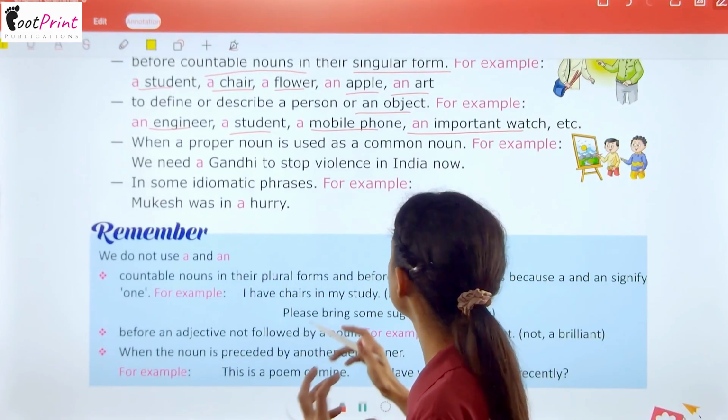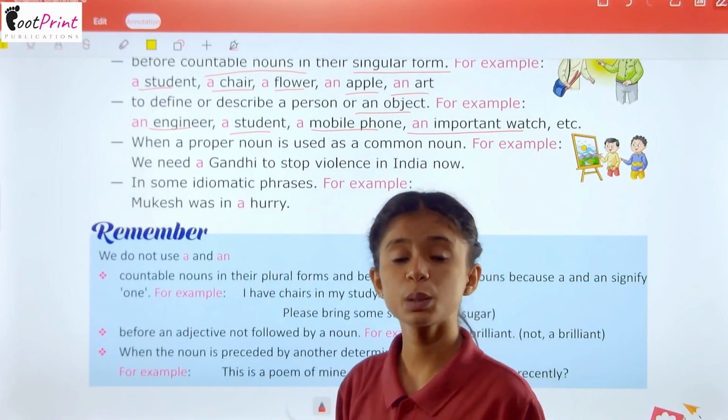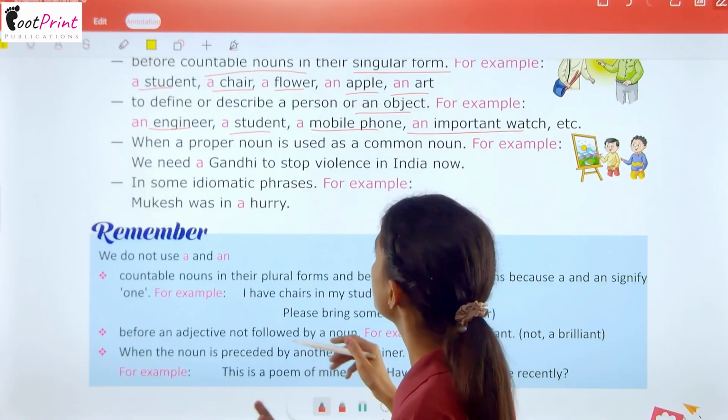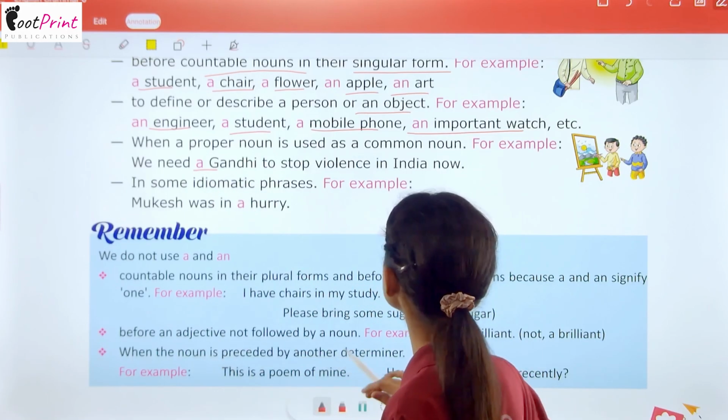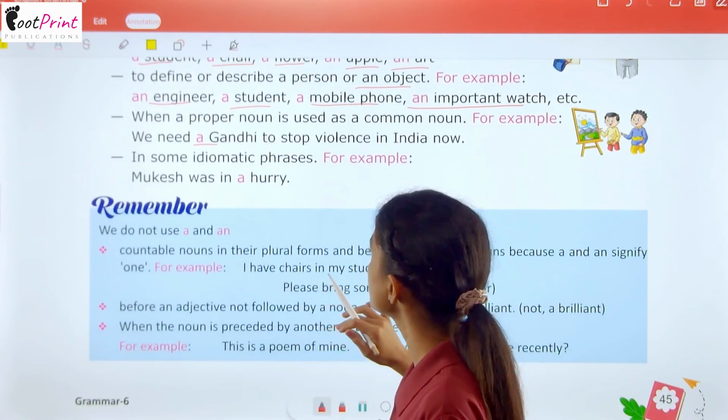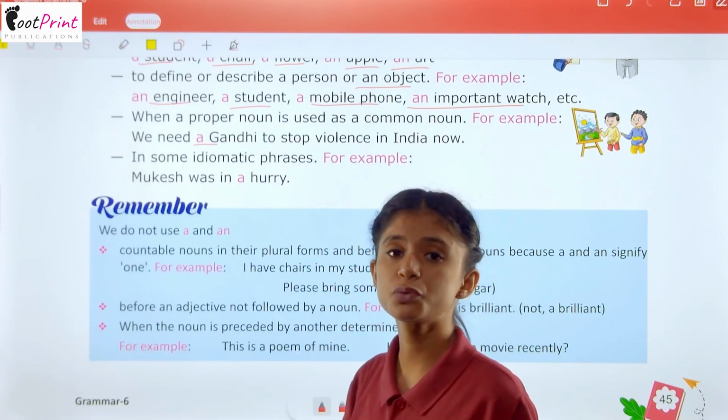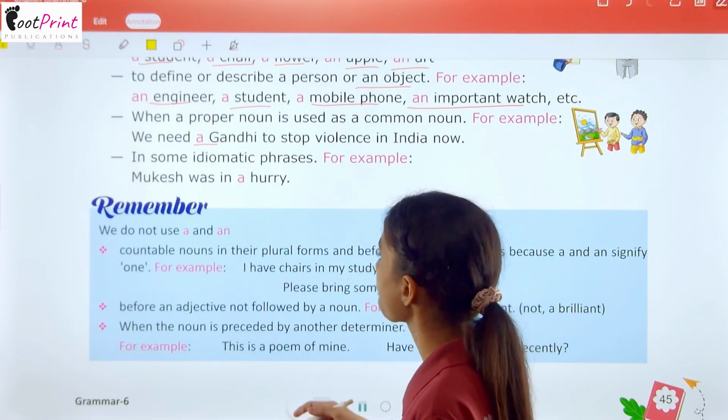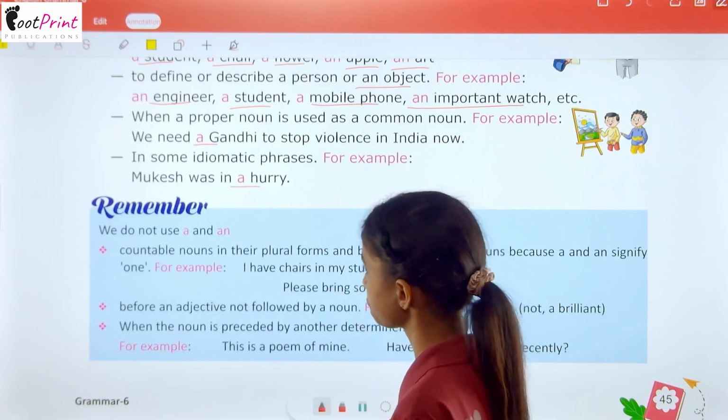Next is when a proper noun is used as a common noun. When we're using a proper noun as a common noun, for example, we need a Gandhi to stop violence in India now. Then, in some idiomatic phrases, when we are using some phrases that are idiomatic, for example, Mukesh was in a hurry.